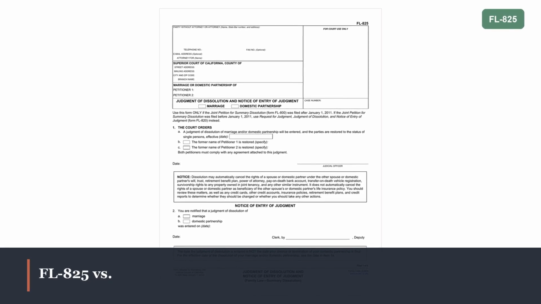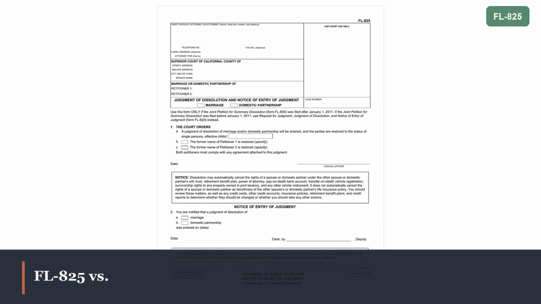FL-825 versus FL-820. Which one do you use? The form itself is explicit about this. Use FL-825 only if the joint petition for summary dissolution, Form FL-800, was filed on or after January 1, 2011. If your FL-800 was filed before that date, you would instead use Request for Judgment, Judgment of Dissolution of Marriage, and Notice of Entry of Judgment, Form FL-820.